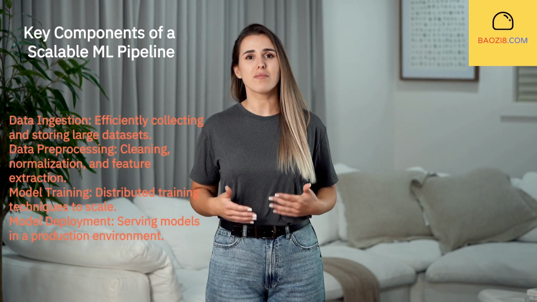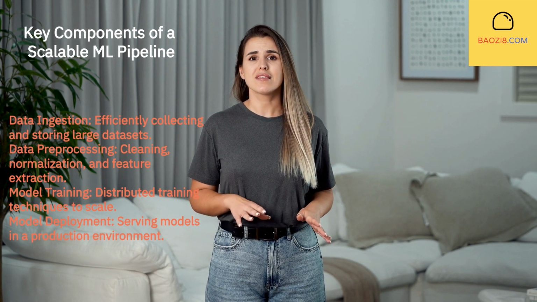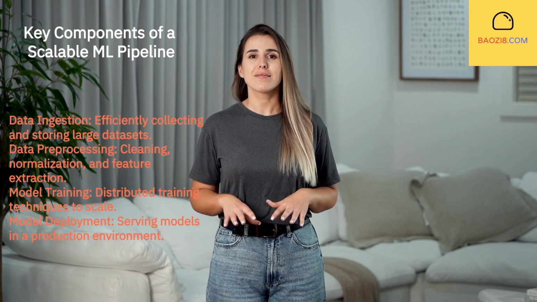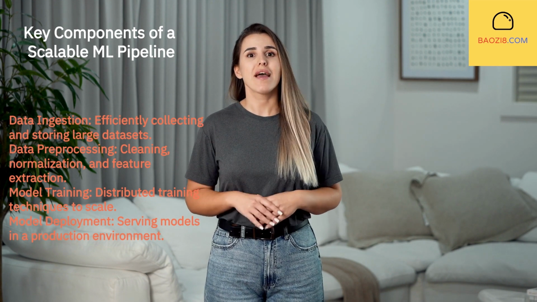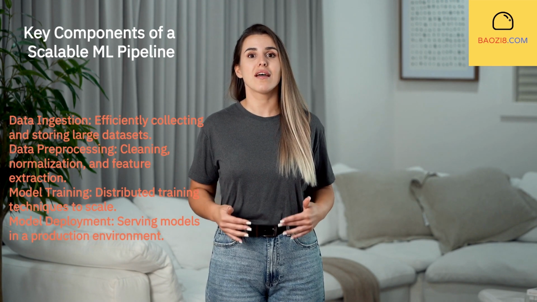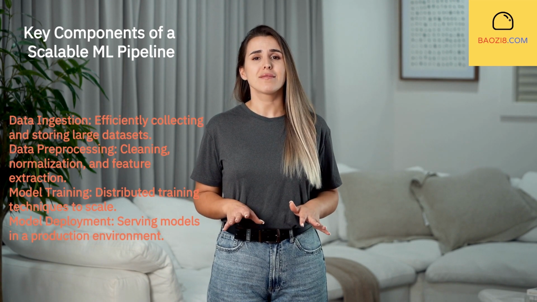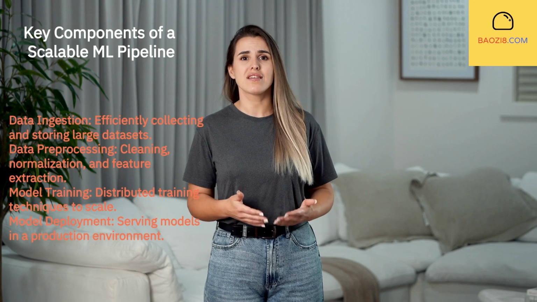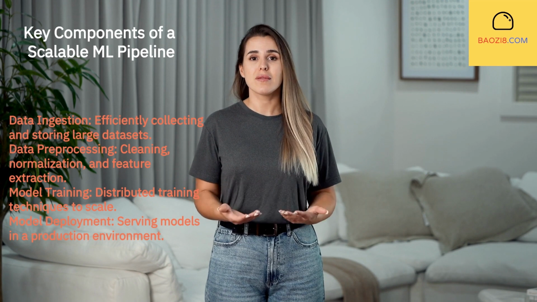This can be achieved by using distributed systems such as Apache Kafka for real-time data streaming or Hadoop Spark for batch processing. Data pre-processing: clean, normalize, and prepare the data for training. This often involves steps like missing value imputation, scaling features, or even feature extraction. These steps must be scalable and can be handled using Apache Spark or cloud-based platforms like AWS Glue for distributed data processing.